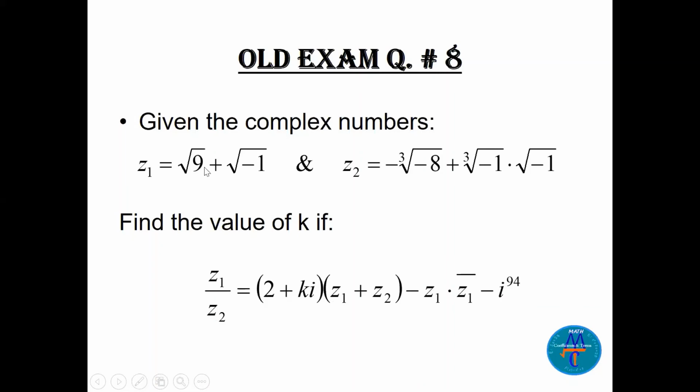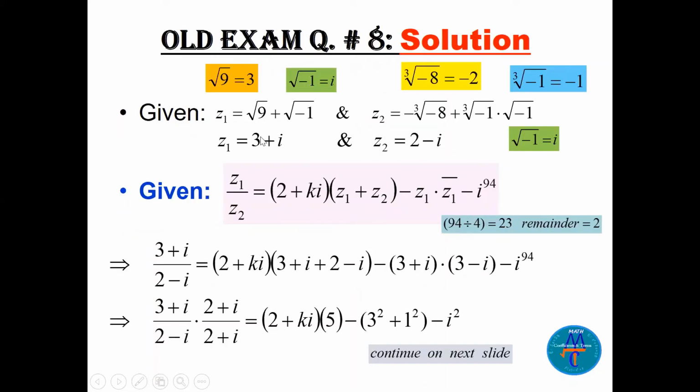So z1 becomes simply 3 plus i, easy to do. z2, this is a minus, see this is a minus. Cube root of minus 8 is minus 2, that's 2. Cube root of minus 1 is minus 1 here, and this is i. So 2 minus i. Now it's easy, see? z1, 3 plus i, z2, 2 minus i. This is the equation given.